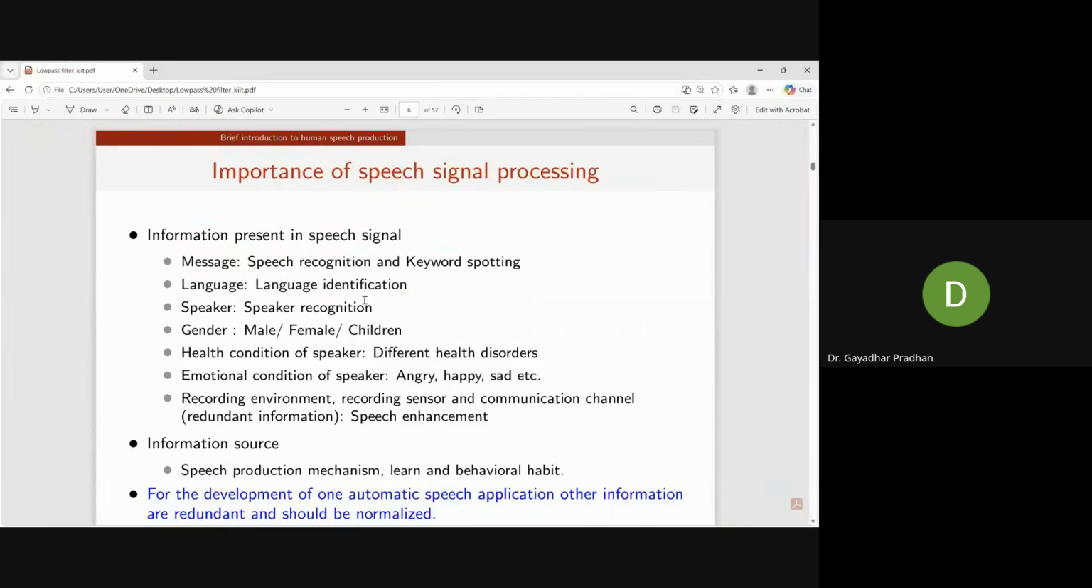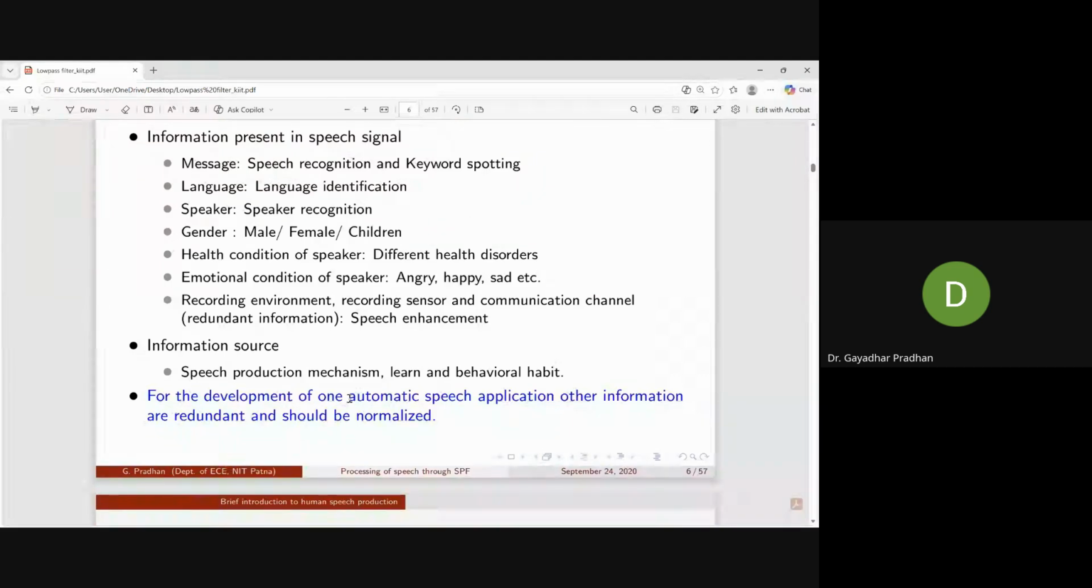Suppose I develop a system for Indian languages, a system on the Tamil language, it will not work for Oriya. So that thing I have to normalize somewhere. Gender, health, everything should be normalized. That is the main challenge in speech recognition. It is a different type of data, rich in information. When I am developing one system, the other information creates a hurdle for it. It is not like an image. There is a lot of information.